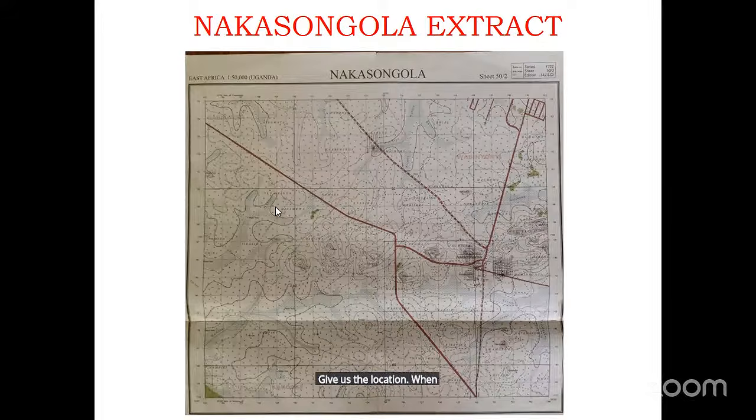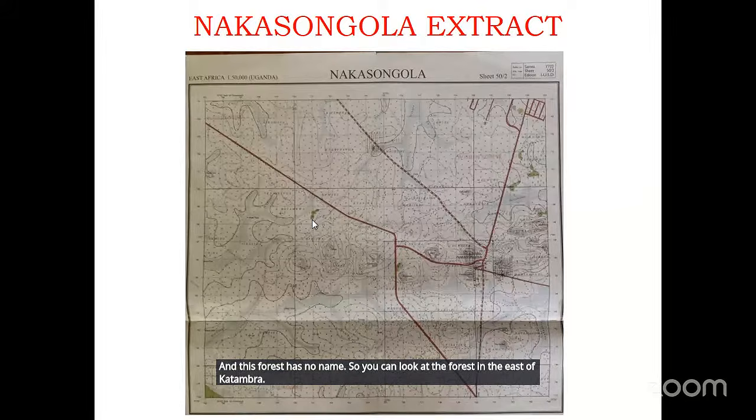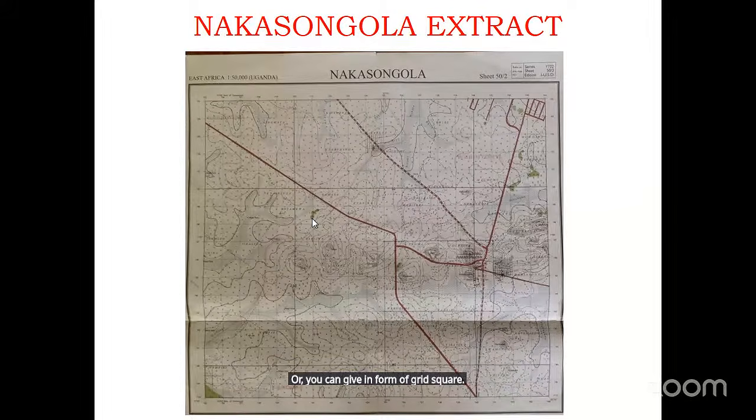When you look at your map, this place is called Katambwa, and this forest has no name. So you can locate the forest in the east of Katambwa. Or you can give it in the form of a grid square: 41, meaning the easting line, and the northing line below, which is around 43, you are locating.